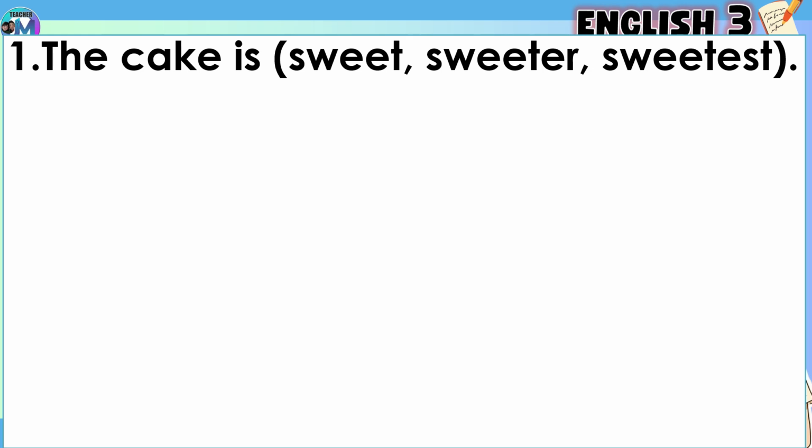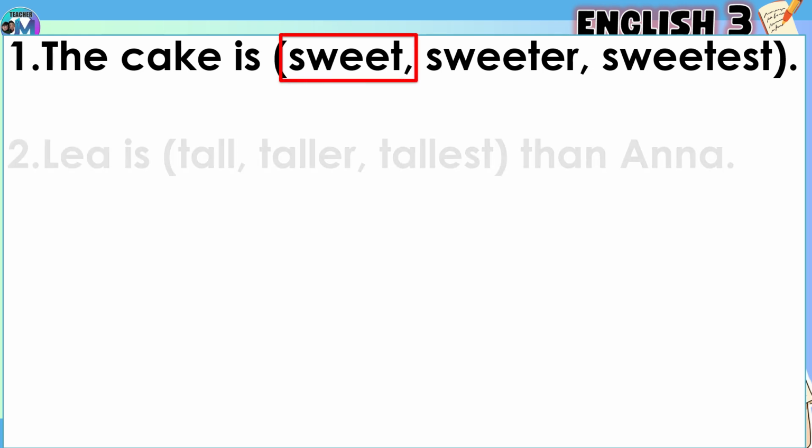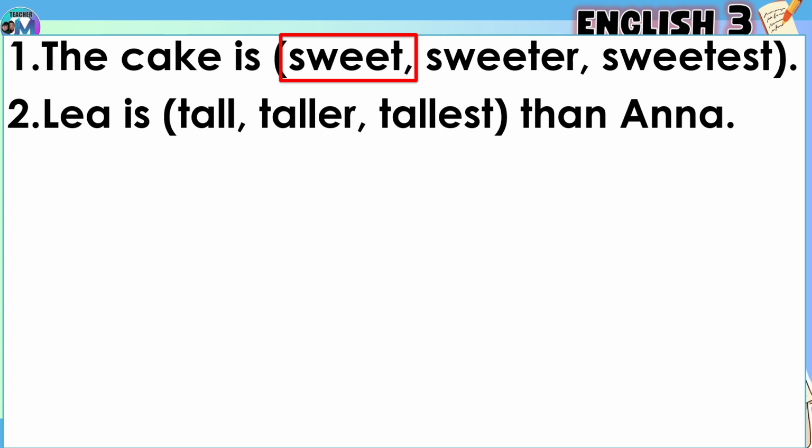Number 1. The cake is sweet, sweeter, sweetest. The correct answer is sweet. The cake is sweet. Number 2. Leia is tall, taller, tallest than Anna. The correct answer is taller. Leia is taller than Anna.